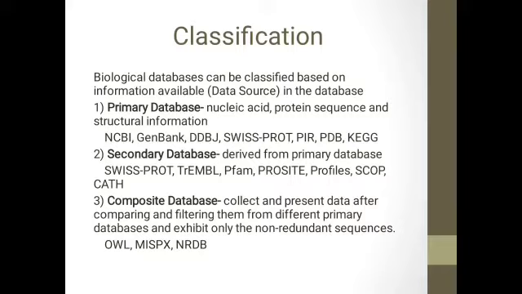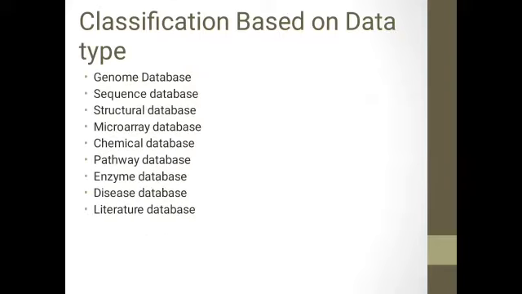Primary database is the nucleic acid, protein sequence and structure information, with examples GenBank, NCBI, DDBJ, Swiss-Prot, PIR, PDB, or KEGG. Secondary databases are derived from the primary databases, with examples Swiss-Prot, TrEMBL, Pfam, Prosite, SCOP, Profiles, CATH. Composed databases collect and present the data after comparing and filtering them from the different primary databases and exhibiting only the non-recurrent sequences. Example, OWL.